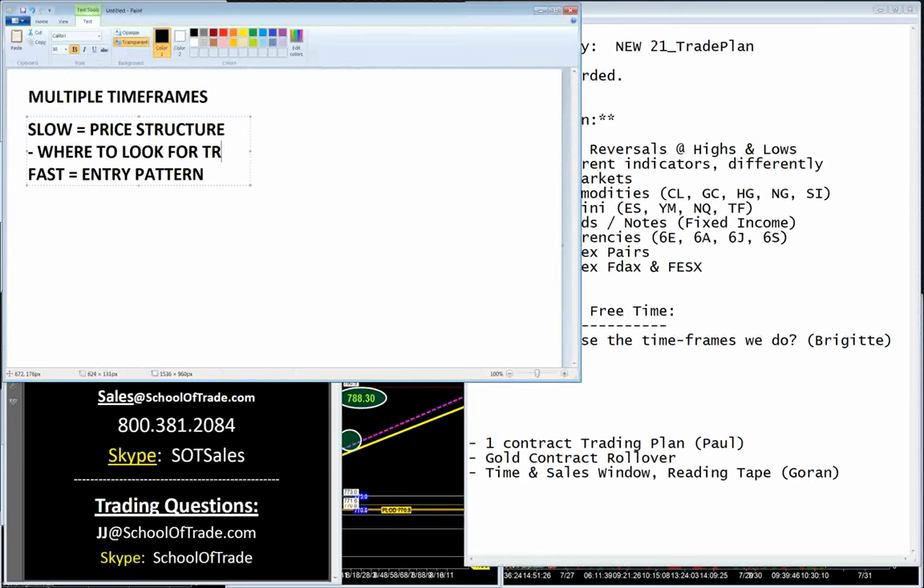I don't know about you guys, but when I was a new trader, one of the most difficult things for me was telling where I was going to get that next trade. Should I trade it here? Should I trade it there? Should I trade it lower, higher?